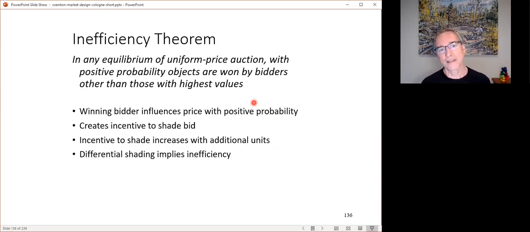So let me start with the result for the uniform price auction, which is that in any equilibrium of the uniform price auction with positive probability, objects will be won by bidders other than those with the highest values. So the uniform price auction is always inefficient. And it's because the bidders take their price impact into account. They exercise a little bit of market power, and that creates a distortion, which introduces an inefficiency.